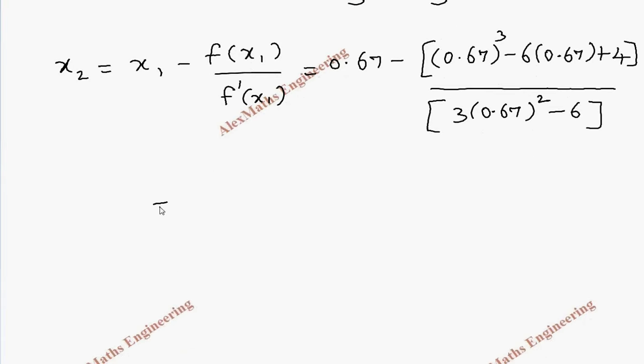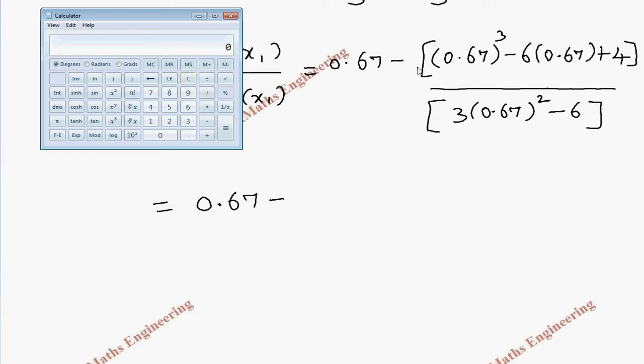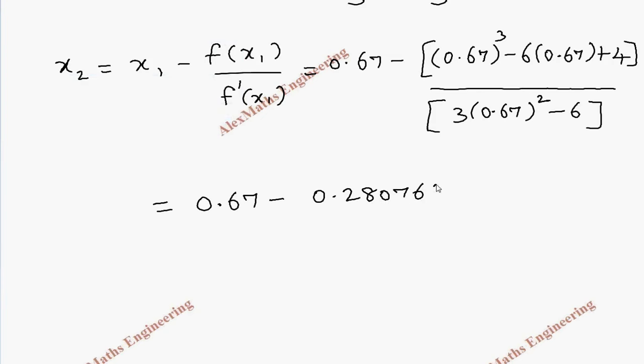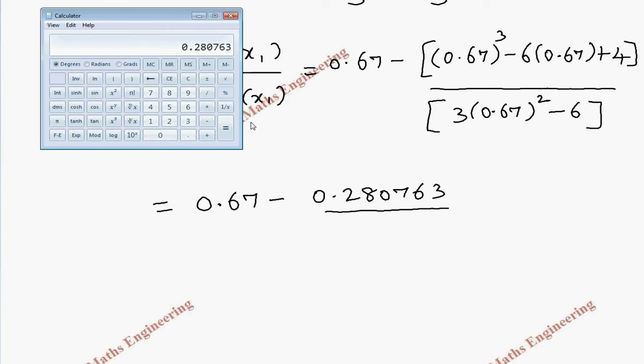Now coming to the calculation part, the first term is 0.67 minus, we take the calculator, here 0.67 whole cube, we calculate the cube of that, then minus 6 into 0.67, then we have plus 4. So this is 0.280763. We write it here, 0.280763 whole divided by, coming to this value, 0.67 whole square into 3, then minus 6. This value is minus 4.6533.